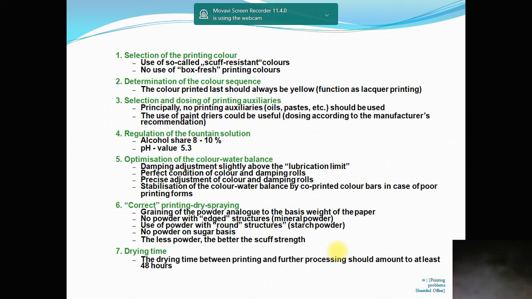So with this, we conclude here. In this lesson, we have seen some of the problems which may be faced at the time of printing on the printing machine. In the next class, we will discuss some more printing defects and their remedies.